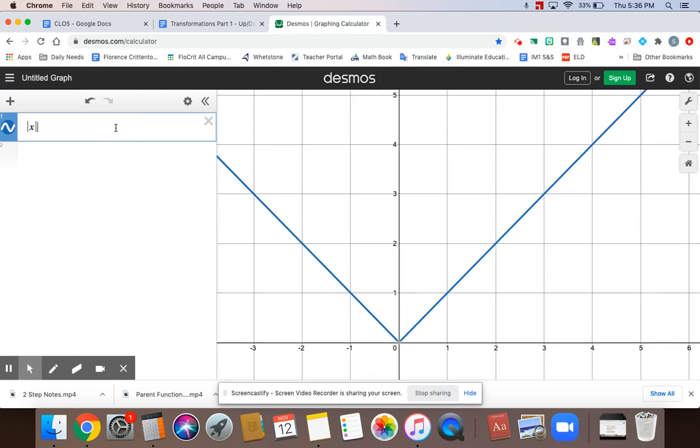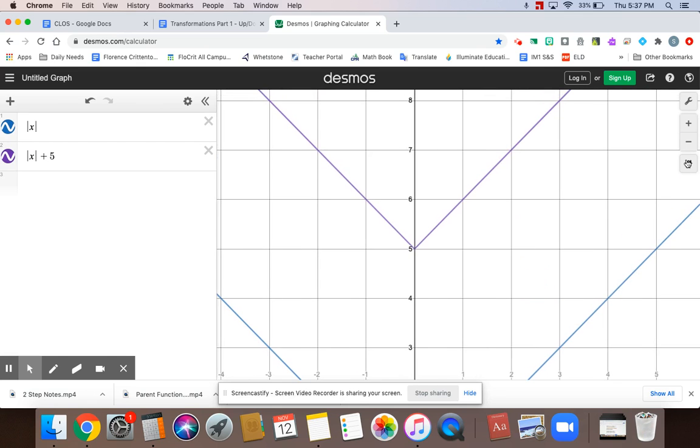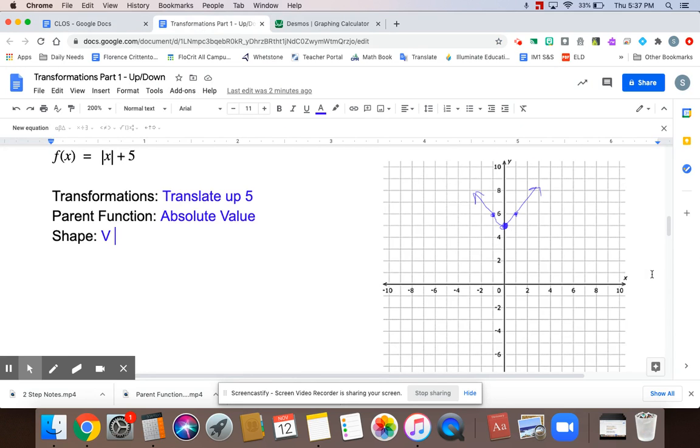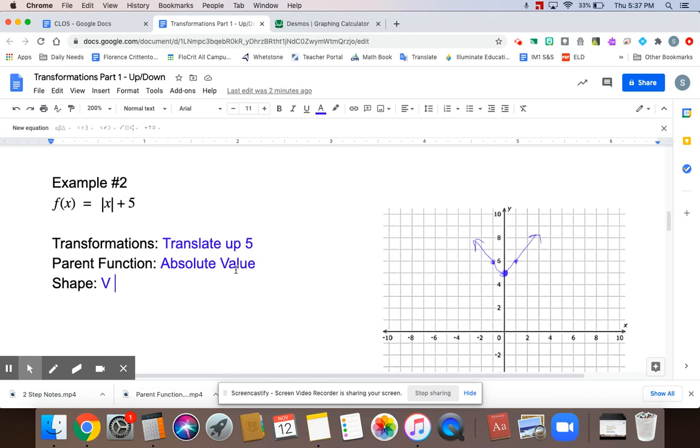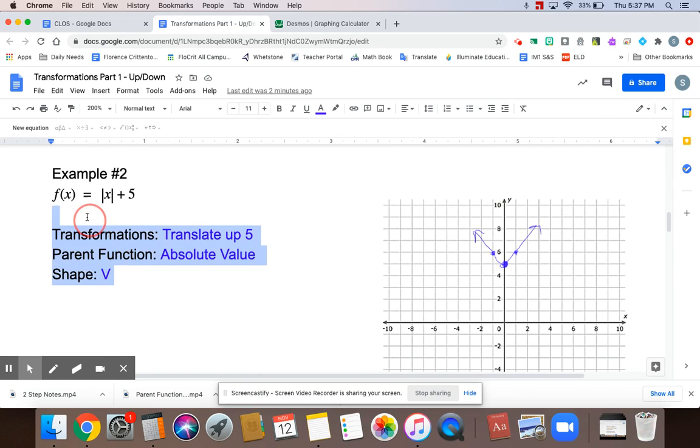Look, if I look over here and say plus 5, there's the graph, just like you have it in the notes. Try to make it as perfect a V as you can when you make the graph. And so that's the fast and easy way to do this one.